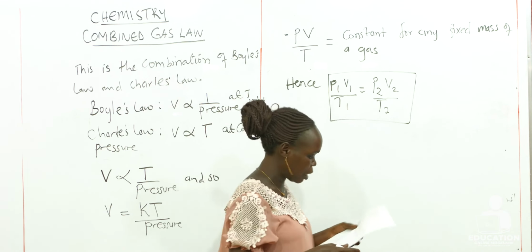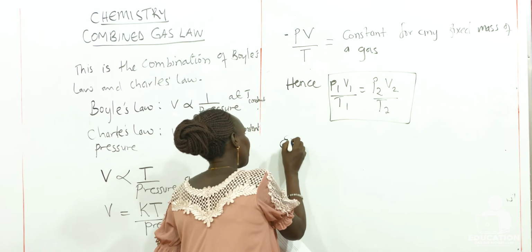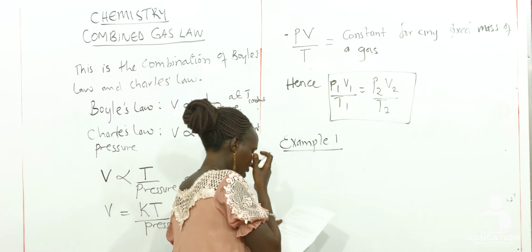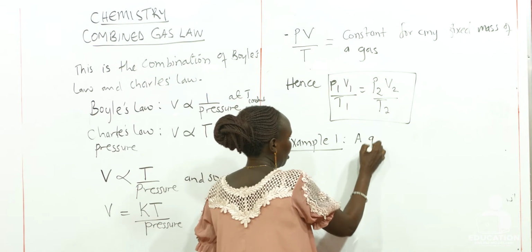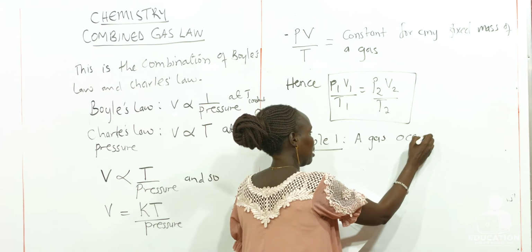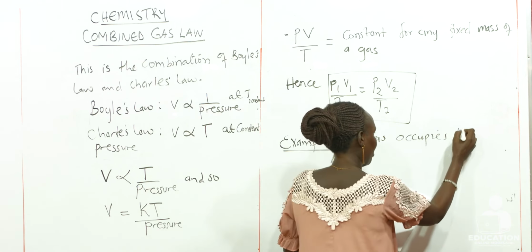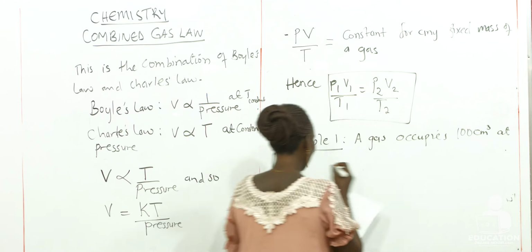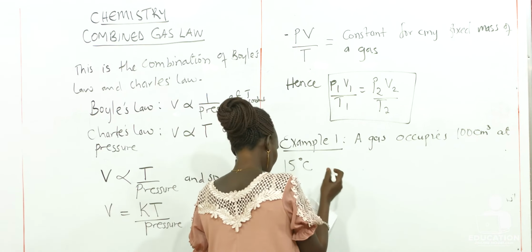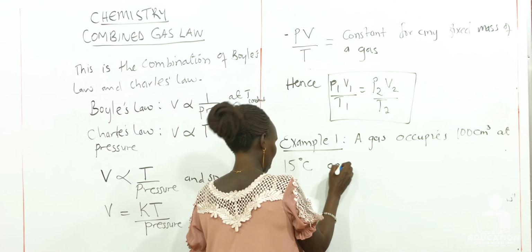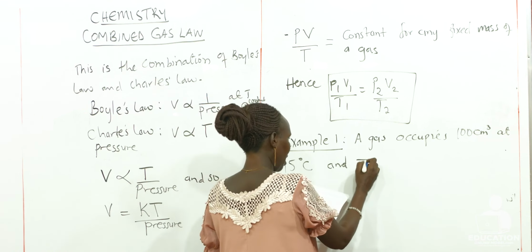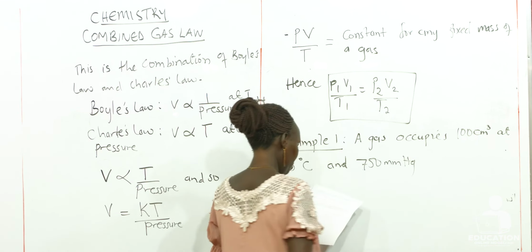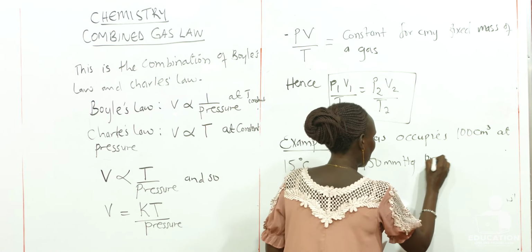For example, we can have a gas that occupies 100 cubic centimeters at 15 degrees centigrade, and we have 750 millimeters of mercury pressure.